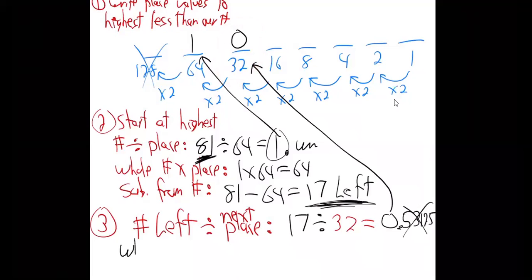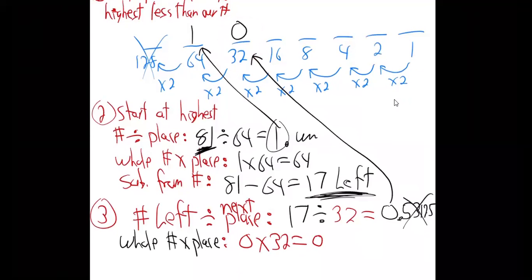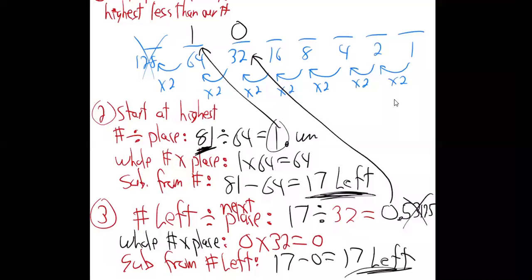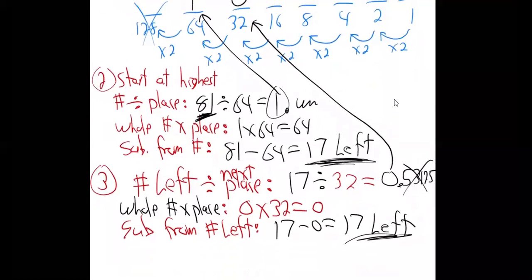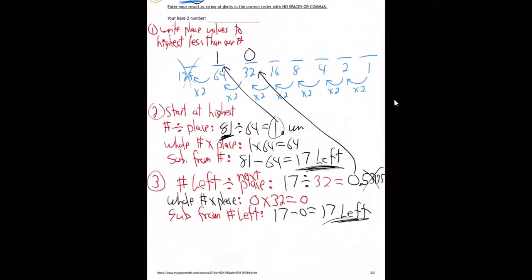And then, same drill, whole number times the place. Well, that's just going to be 0, isn't it? Because the whole number is 0 times the 32's place is just 0. And when you subtract, that's a bit silly also, isn't it? Subtract from the number left. Well, you're subtracting 0. The number left is 17, right? 17 minus 0, well, there's still 17 left. Of course, because we used up 0. So there's still 17 left. All right, so keep right on moving.